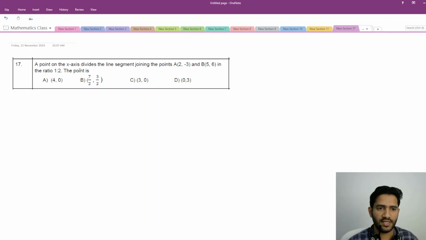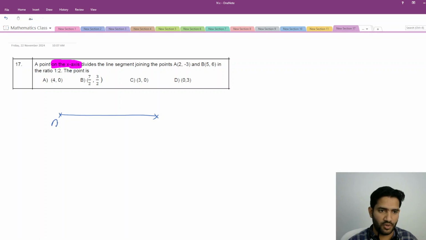A point on the x-axis divides the line segment joining the points (2, -3) and (5, 6) in the ratio 1:2. So there is a hint: on the x-axis means the y-coordinate is 0. But before that, we can use a general formula for finding the coordinates by using the section formula.